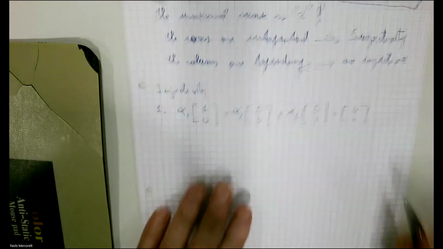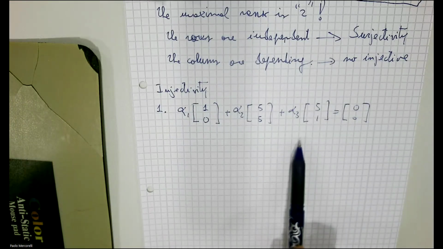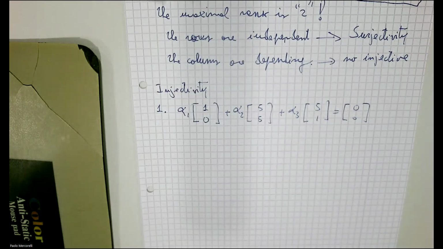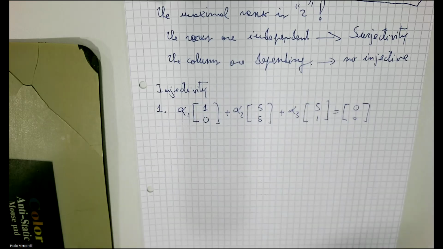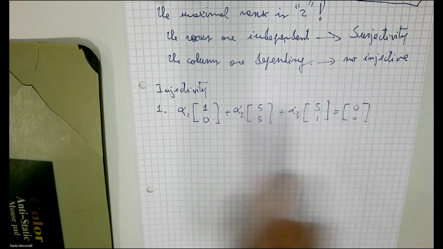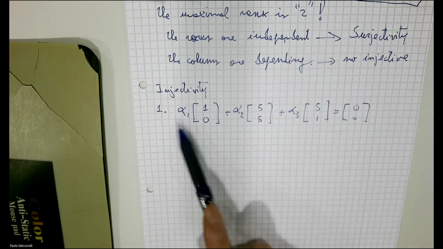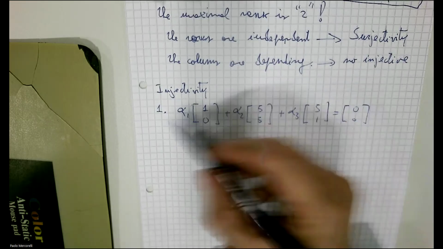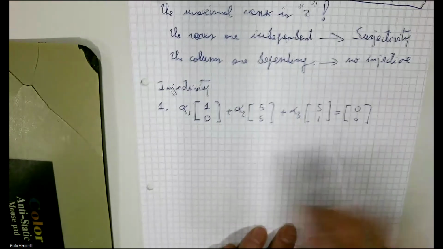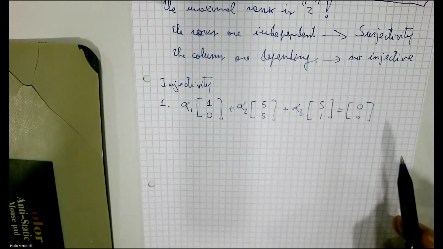You have to show me that not all of alpha 1, alpha 2, alpha 3 must be 0. This means the columns are dependent. It can be done as we did today. Today we did a more complicated one because we also had a parameter a. We don't have a parameter a here. Try to do at home that not necessarily all parameters alpha 1, alpha 2, alpha 3 must be 0 in order to guarantee this equality. This means the columns are dependent.